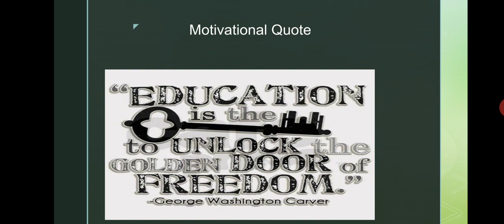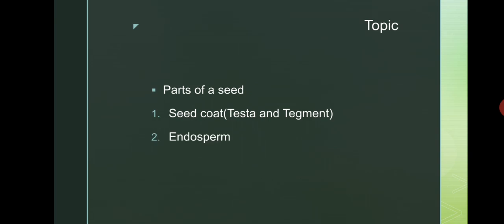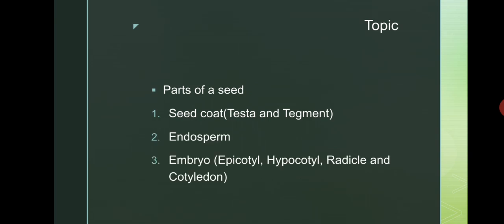Now, what are the topics? First, you will know about different parts of a seed in an elaborate manner. That is, you will know about the seed coat and the parts of the seed coat, that is testa, the outer part, and tegmen, the inner part. Then you will know about endosperm, that is food storage, and embryo. And embryo consists of epicotyl, hypocotyl, radicle, and cotyledon.